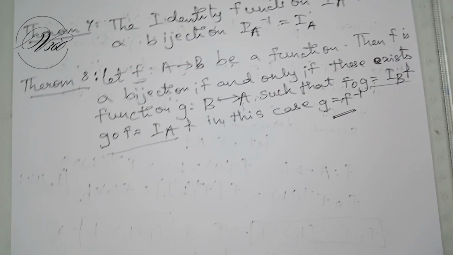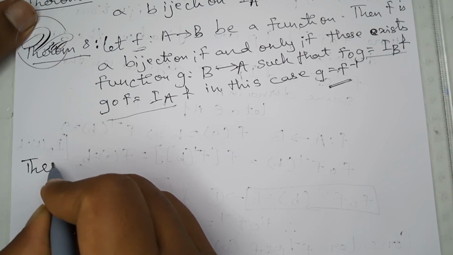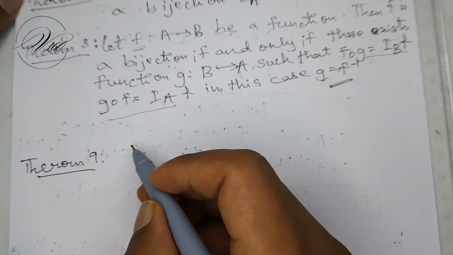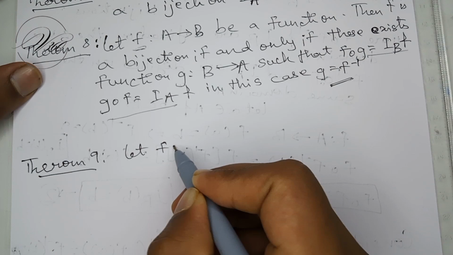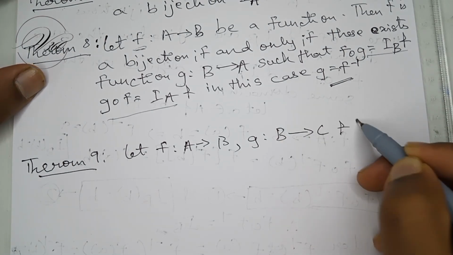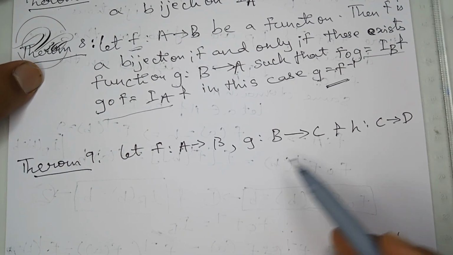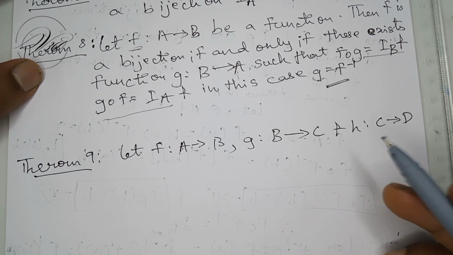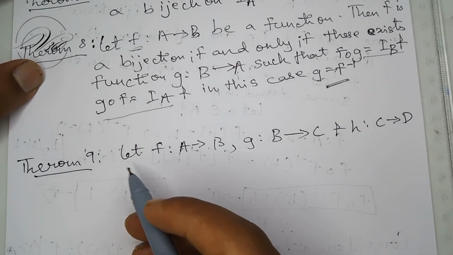Now we'll do theorem 9, which states, wait, first of all I will write the heading. Theorem 9. In theorem 9 it states that let f maps A to B, g maps B to C, and h maps C to D. Here a new variable is added. f, g is common and h is the new one which is added. We can take it as s, y, x, z or anything, but here I am taking h because f, g, h are continuous.